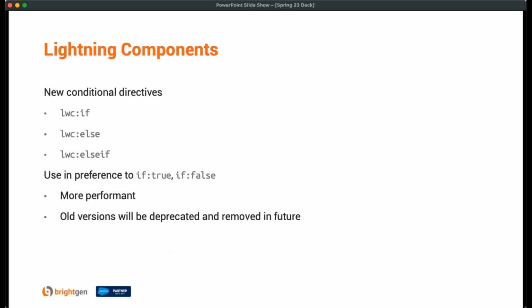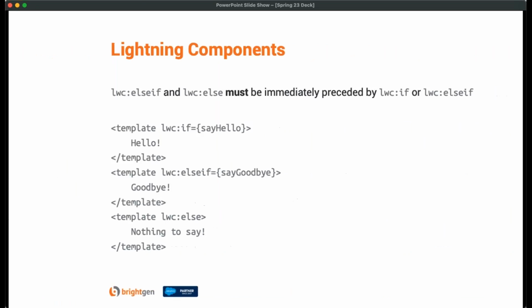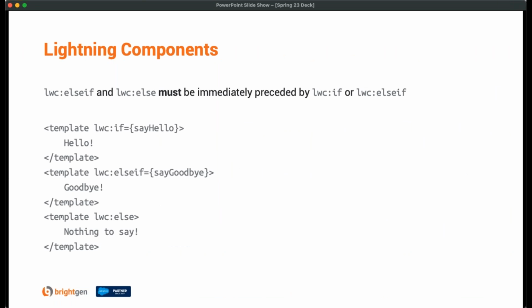There are new and more performant conditional directives that are going to replace the if:true and if:false directives, and these are lwc:if, lwc:else, and lwc:elseif. The old way is deprecated, and that will be removed in a future release, but we don't know when that will be. So here's a little example of what it looks like. I've got a template there, and if the sayHello attribute is set to true, it'll output hello. If not, it will fall through to the elseif. Is the sayGoodbye attribute true, then it will say goodbye. Otherwise, it will fall through to else and has nothing to say.